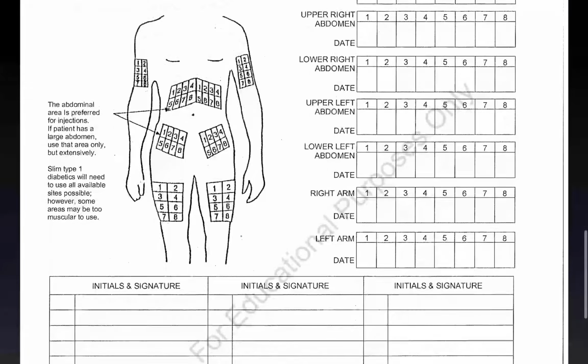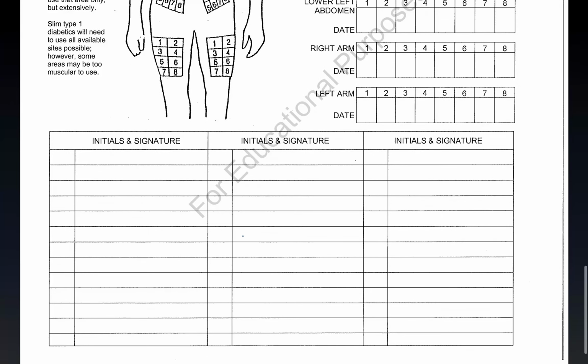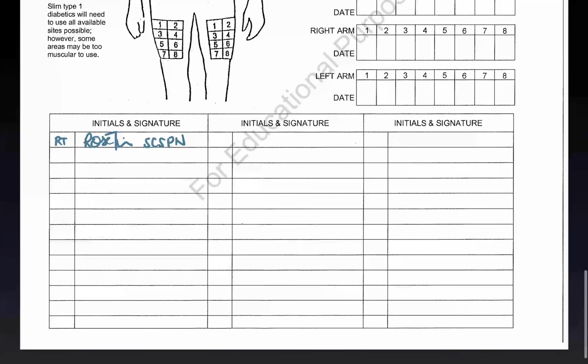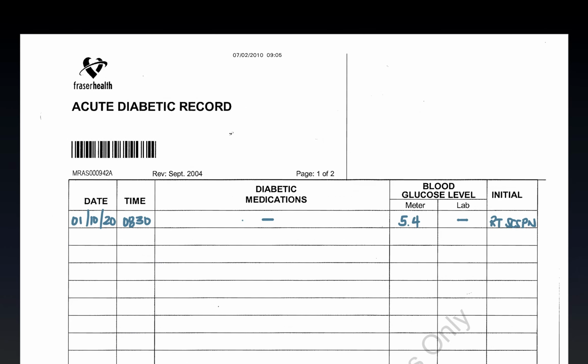we will leave that blank for now. But when we get to where it says initials and signature, we want to make sure that we leave our imprint, basically. Go ahead and write your initial, your signature, and your designation. Okay, and that's how you would record a simple blood glucose documentation.